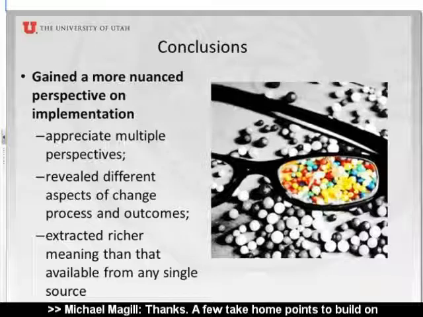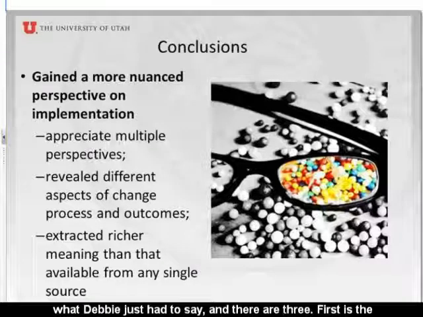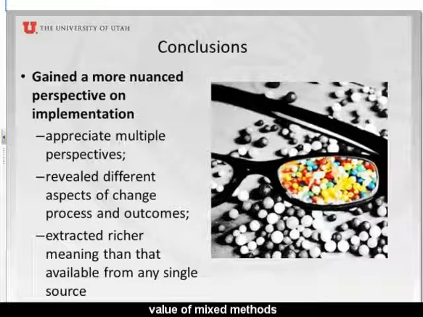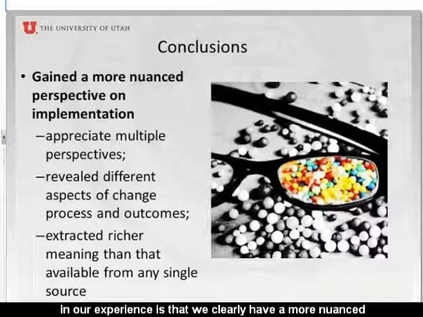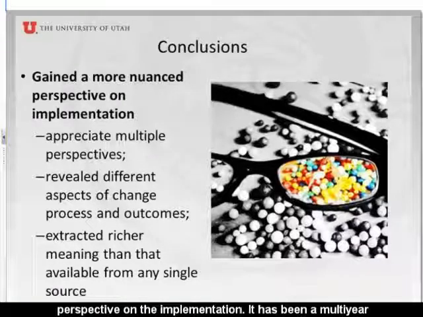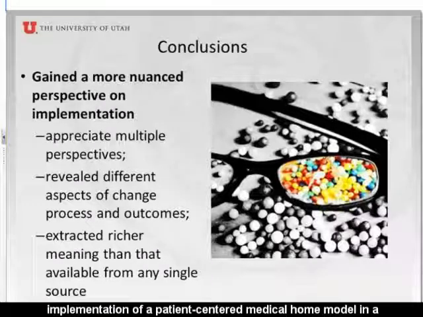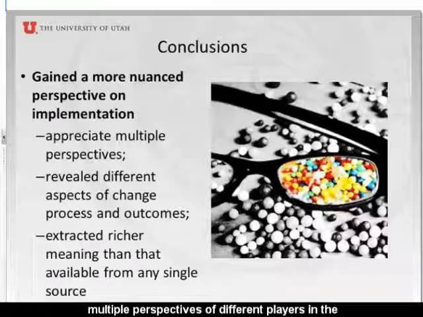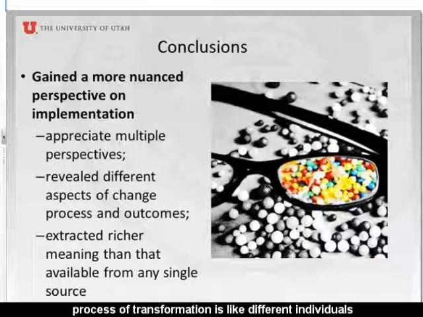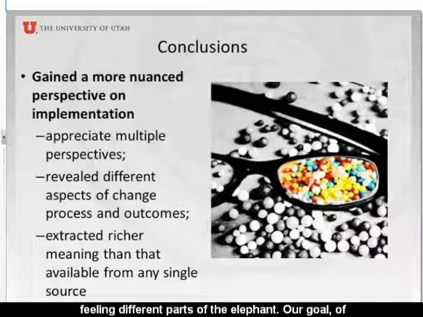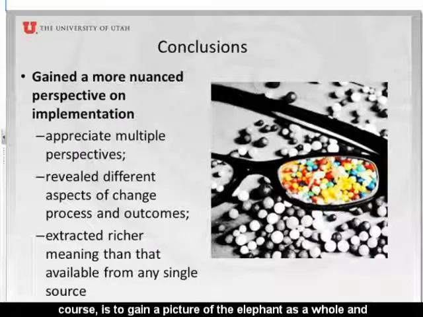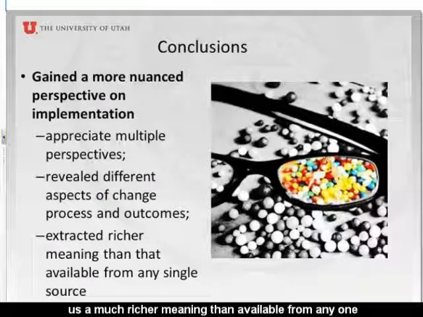Just a few take-home points that build on what Debbie just had to say, and there are three. First is the value of mixed methods in our experience is that we clearly have a much more nuanced perspective on the implementation. It's been a multi-year implementation of a patient-centered medical home model in a 10-practice system operated by the university. Appreciating multiple perspectives of different players in the process of transformation is like different individuals feeling different parts of the elephant. And our goal, of course, is to gain a picture of the elephant as a whole. And we find that the mixed methods and multiple observations give us a much richer meaning than available from any one individual source that may only be looking at one part of the process.